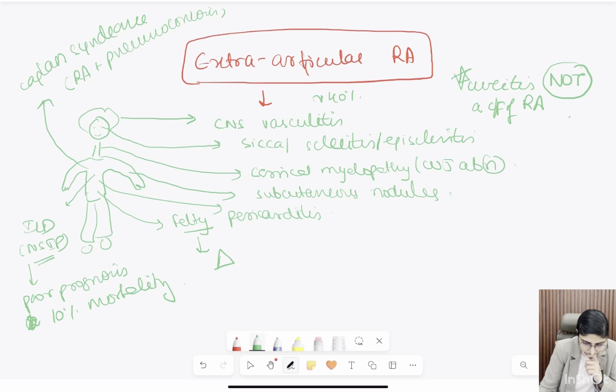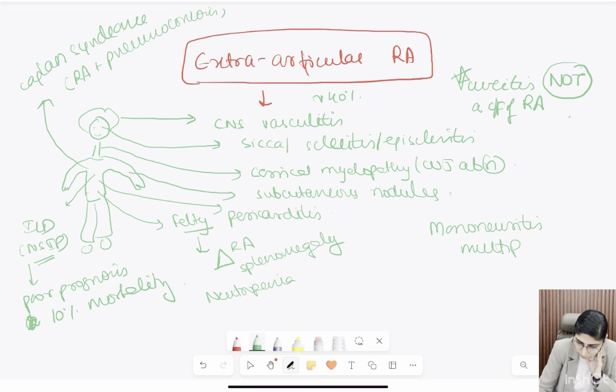Felty syndrome is a triad of RA, splenomegaly, and neutropenia. Then there is mononeuritis multiplex. Then hematological involvement: normocytic, normochromic anemia. So all of these are extra-articular features of RA.